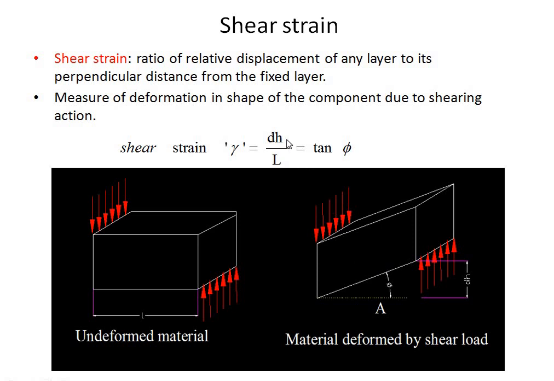Shear strain is represented by the letter gamma. So it is dH by L, where dH is the deformation in height and L is the original length of the object. When you consider this to be a triangle, dH is the opposite side and L is the adjacent side for this angle phi, so we can call it tan phi. So shear strain can be represented either as gamma or as tan phi.